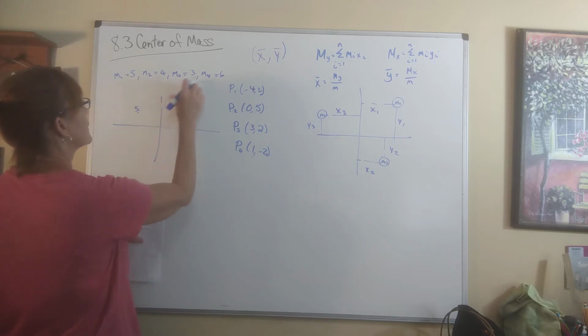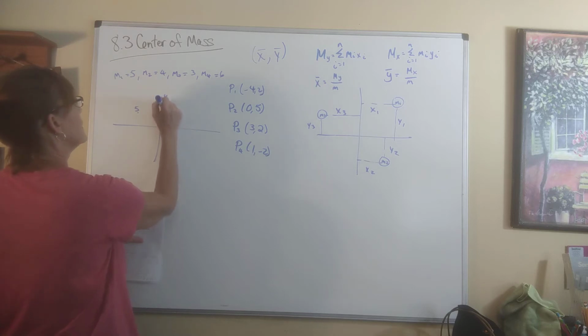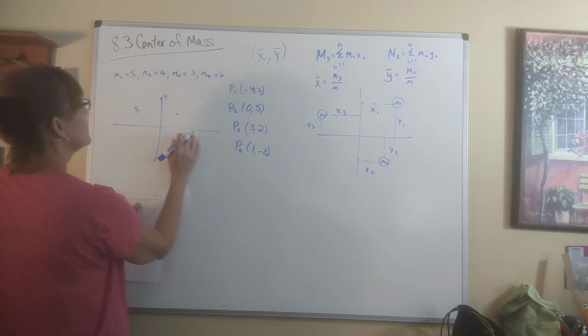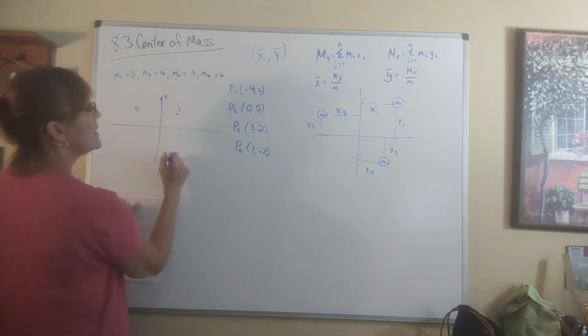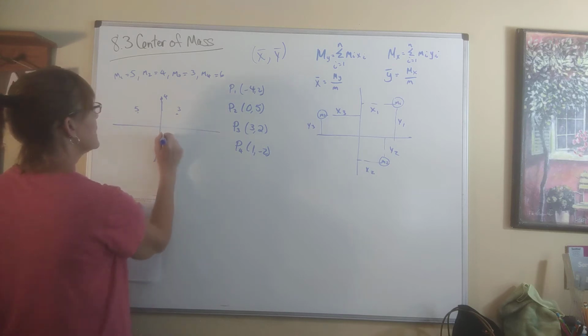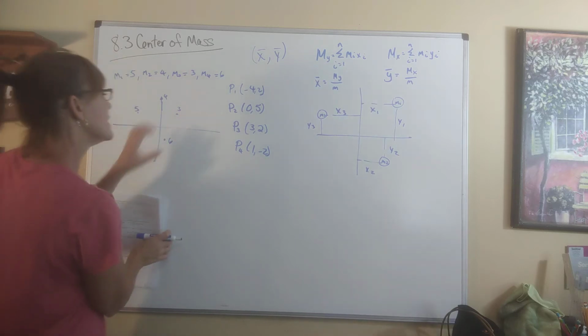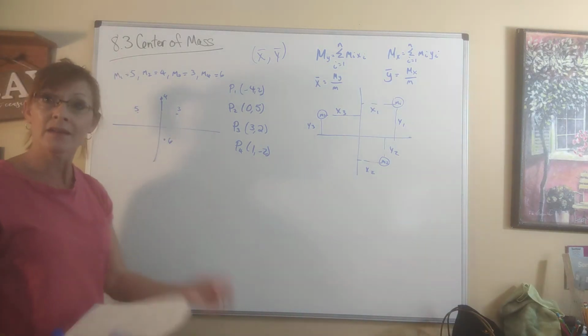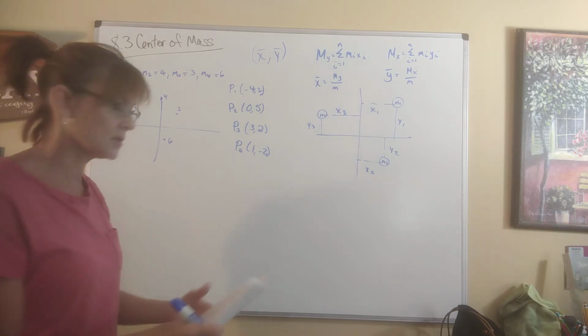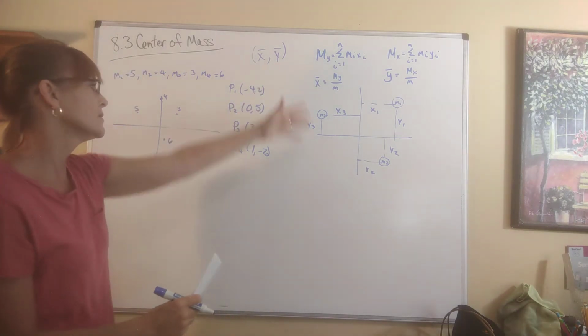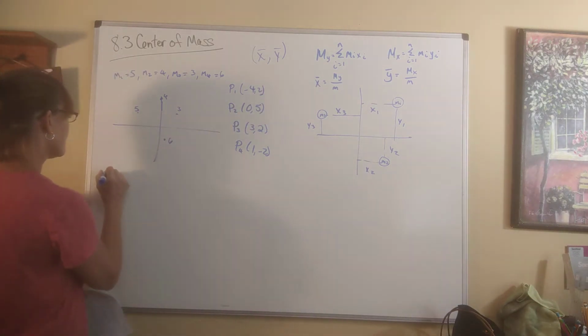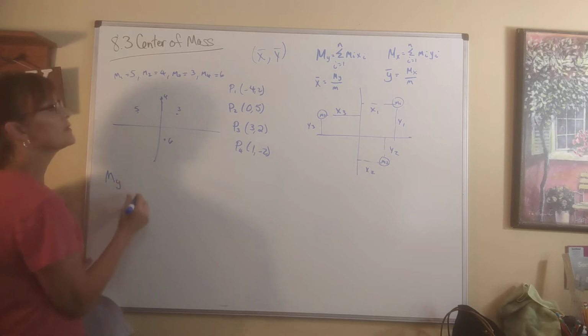Maybe this should be higher. I'll put this 4 up higher. At 3, 2, this has got a mass of 3. And then at 1, -2, down here, we've got this mass of 6. Okay, so we have this system with all these different weights in these different positions. Where is the center of mass? That's the question. So we can calculate it using these. So basically, m sub y, let's figure out what that is.